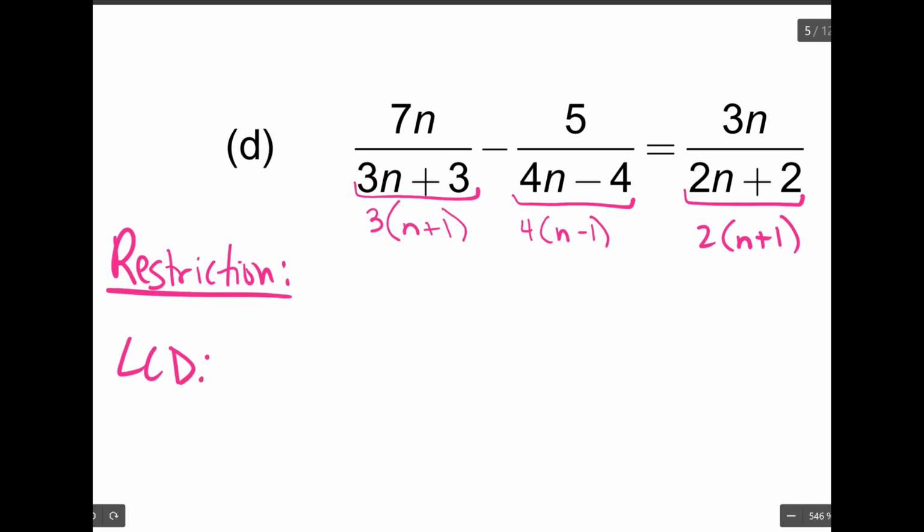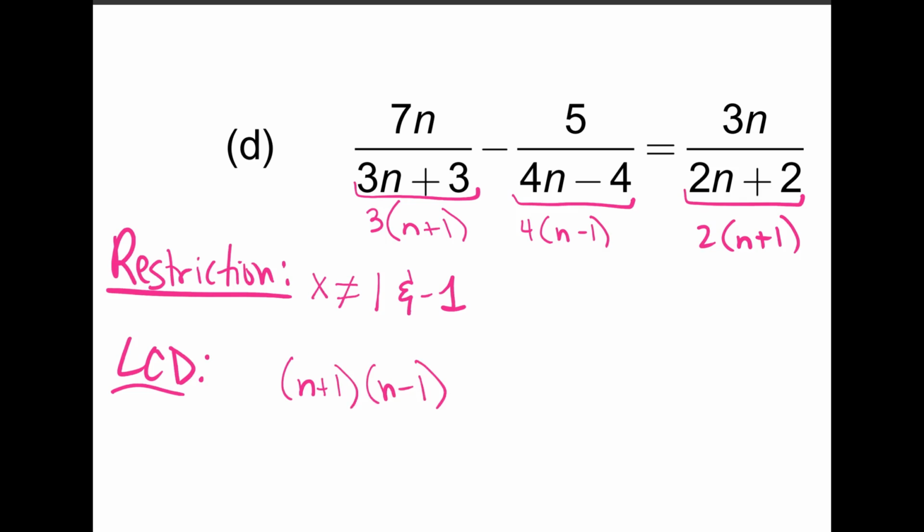Okay, our restrictions are 1 and -1. Okay. Least common denominator. N minus 1, N plus 1. But what else? 4. No, 12. 2 can go into 4, 4 can go into 12. 4, but 3, yep. 12. Good. Next up.